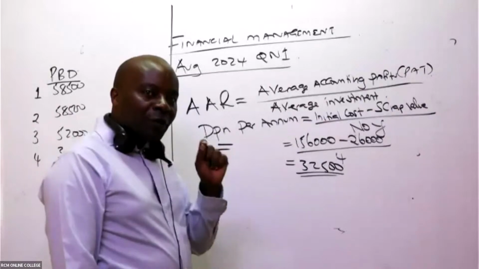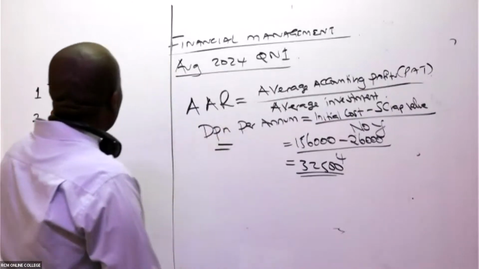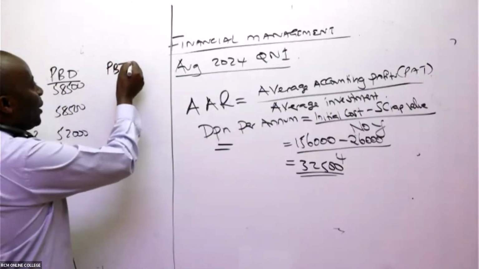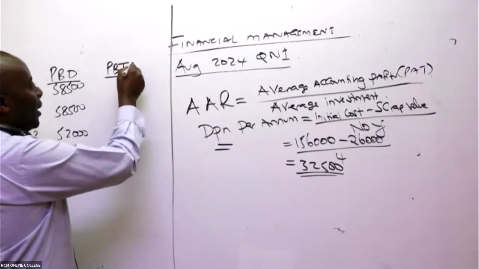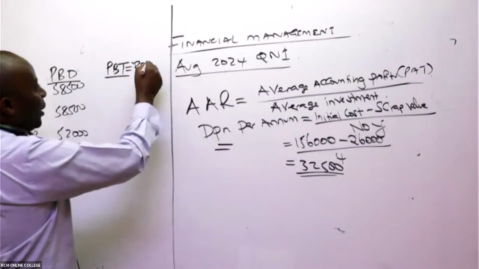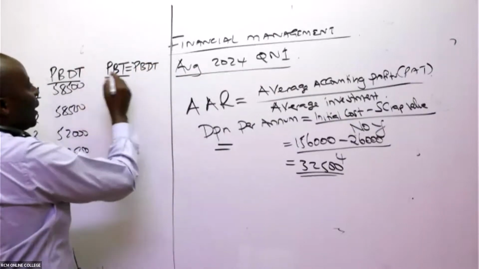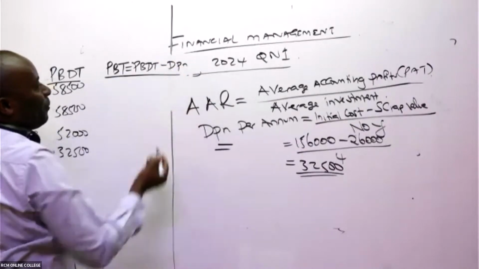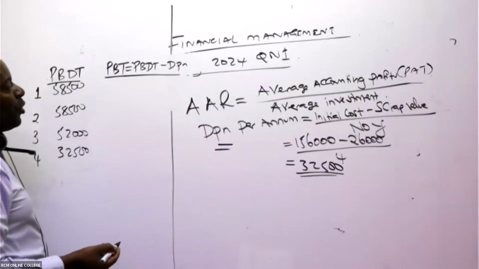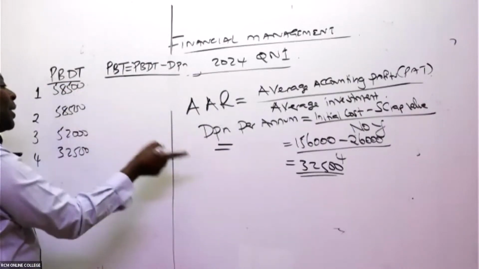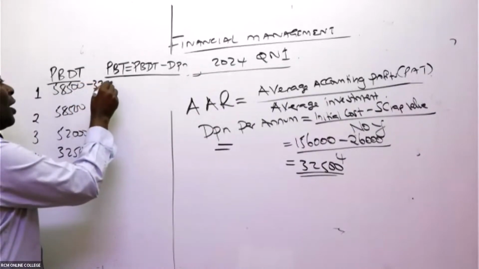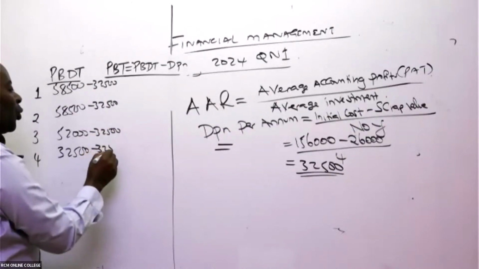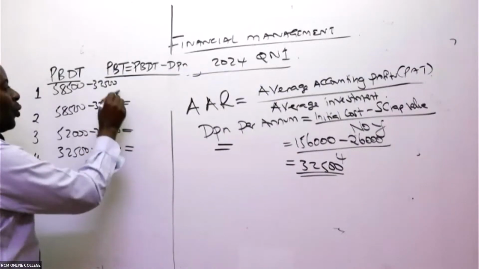So how do we get this profit after tax? First of all, we need to knock out depreciation. Here they give us the profit before depreciation and tax, and you subtract depreciation. For each of these years, you take away 32,500 each year. Remember, this is straight line, and in straight line we expect depreciation to be the same throughout.